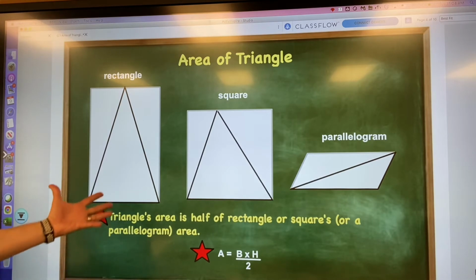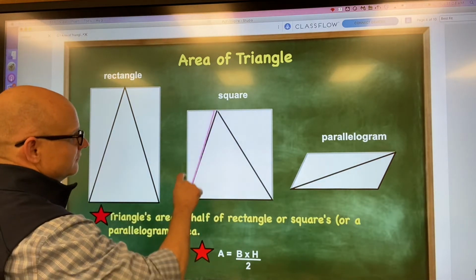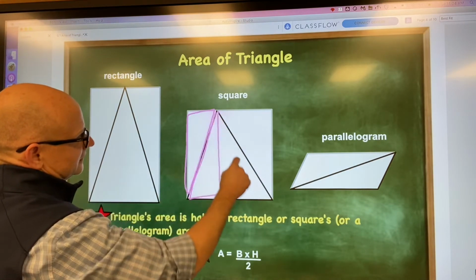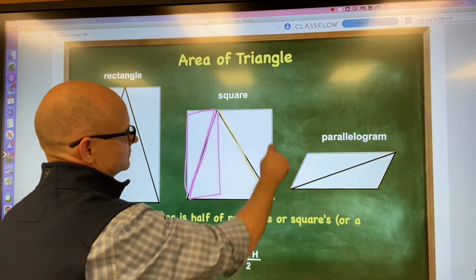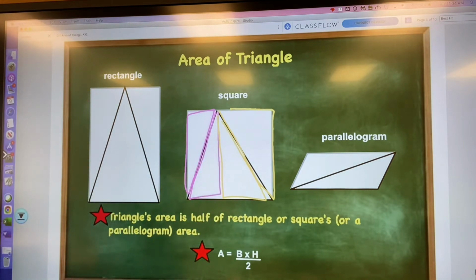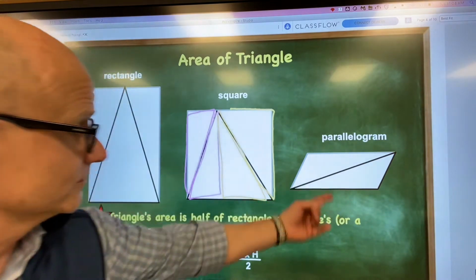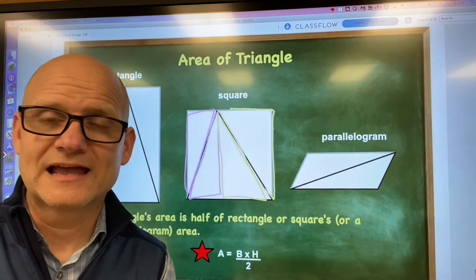So you can see here another example of how triangles are exactly half of squares or rectangles. For example, this one right here, I could cut this part off, turn it and flip, and it would fit right there. Likewise, I can cut this part right here, turn and flip, and it would fit right there. So triangles are always half of squares or rectangles or even parallelograms. And again, to find the area, you need its base, you need its height, and then you have to divide by 2.